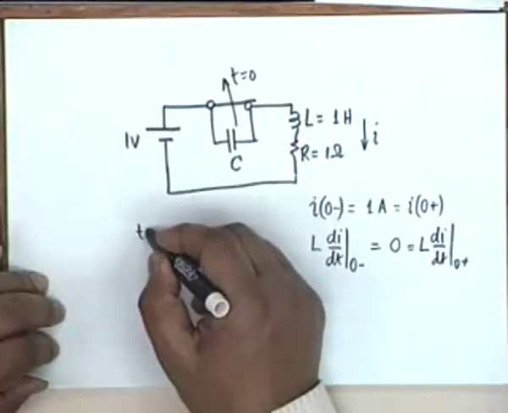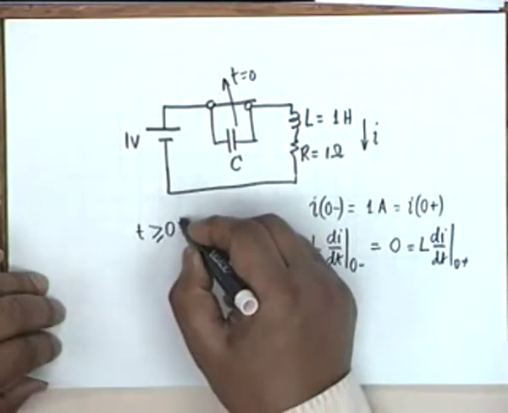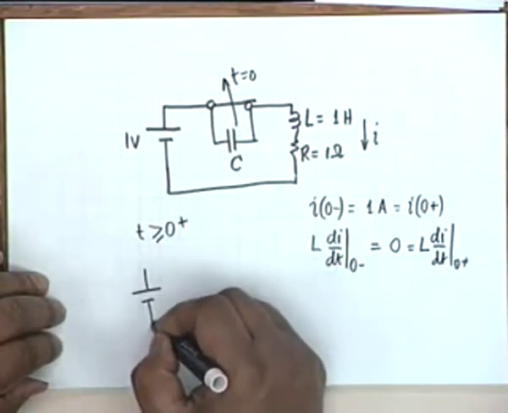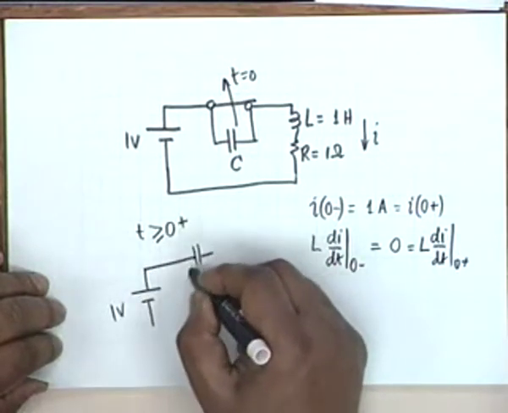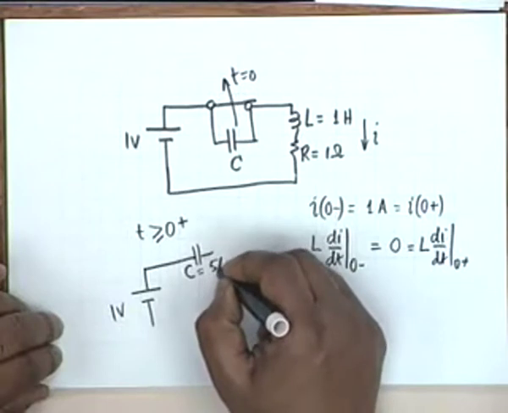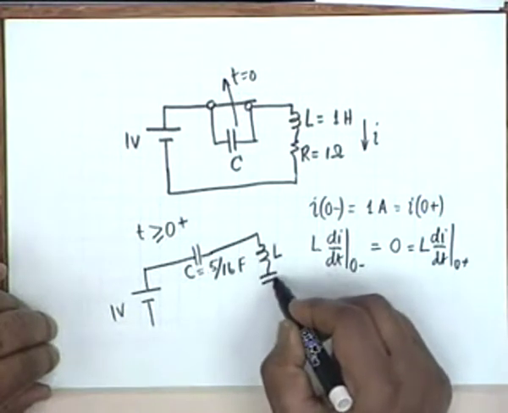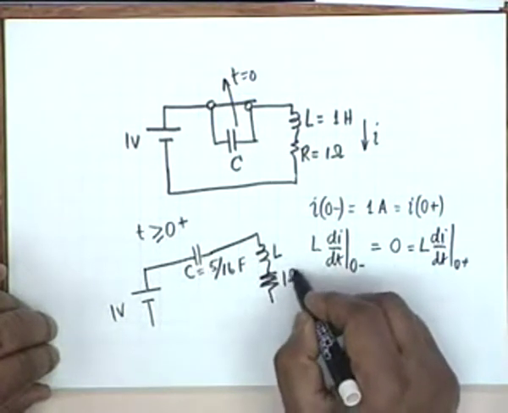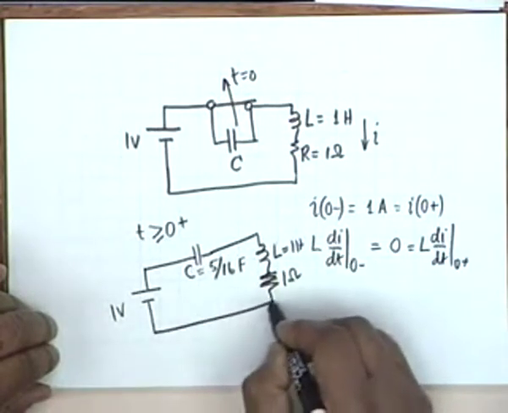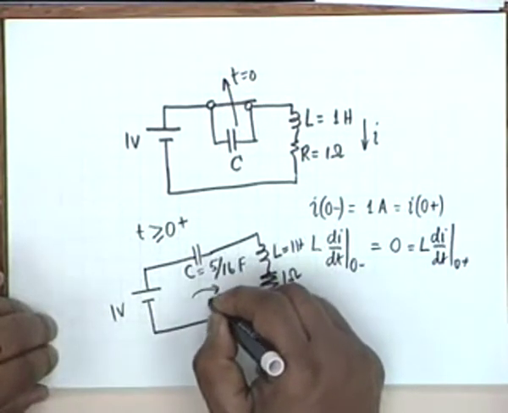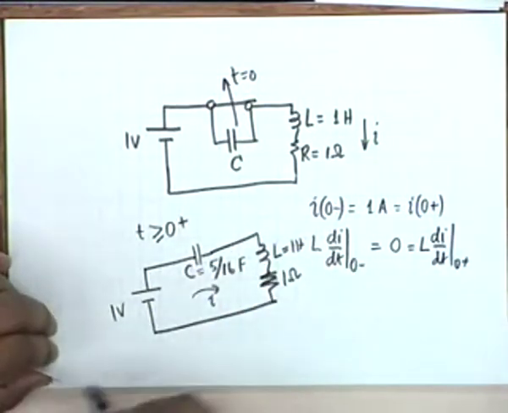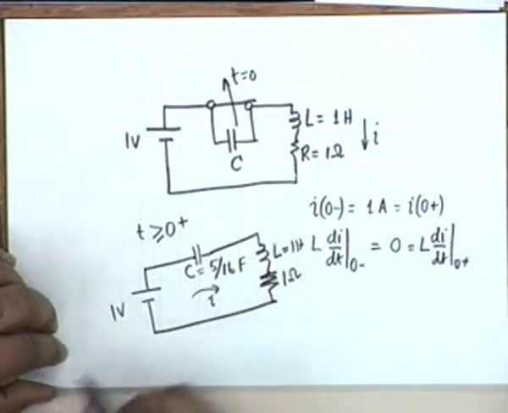Now at t greater than 0 plus, our circuit is this: 1 volt, then we have a capacitor C. The capacitor is given as 5 by 16 farad. I have chosen it for reasons that you will see in a moment. We have a 1 ohm and 1 Henry inductor. This becomes the circuit, and therefore to determine the current I in the circuit, we should determine the impedance looking into the circuit, Z of S. Then we shall be able to find out the steady state response and the natural response.